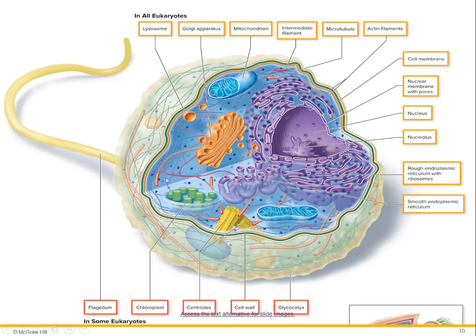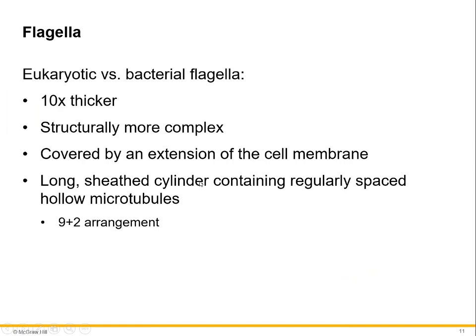And then you can see throughout, you can see all these different cytoskeletal structures. Some are thin, some are hollow and thick. And then you have the flagella that is, again, not found in all cells. So the flagella, we'll start with the external appendages.